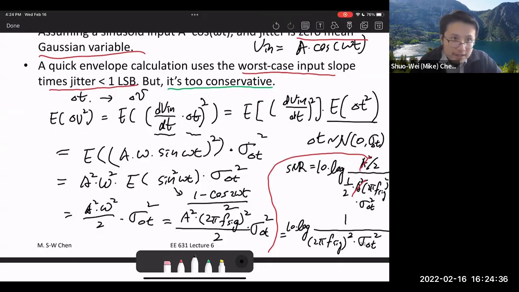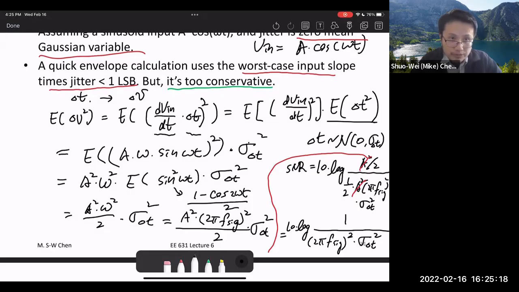So why is that, has nothing to do with amplitude? Right, because you would think that, hey, if the input signal amplitude is larger, your noise should also be larger, right? So what this is telling you is that, even though the noise amplitude can be larger, your signal amplitude is also larger, right? So they kind of cancel out. So that's why you see it has nothing to do with your amplitude, right? So the amplitude term is crossed out. And then it just comes down to input signal frequency and the clock jitter, right?